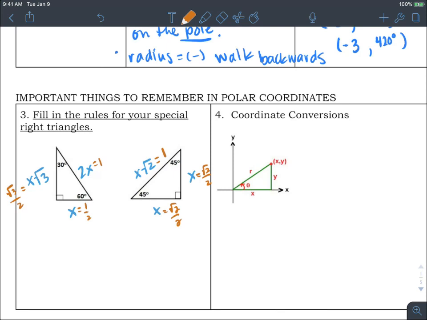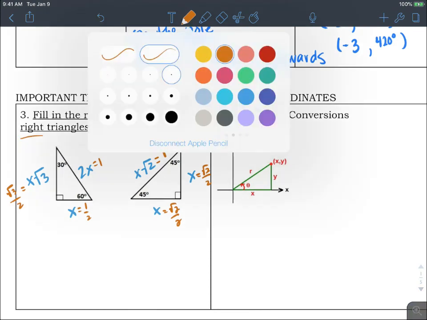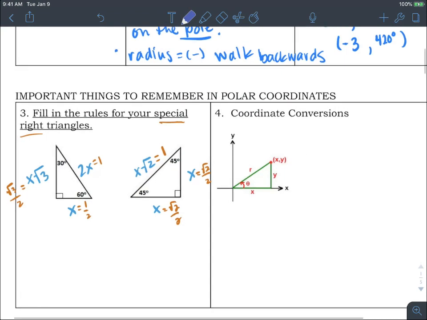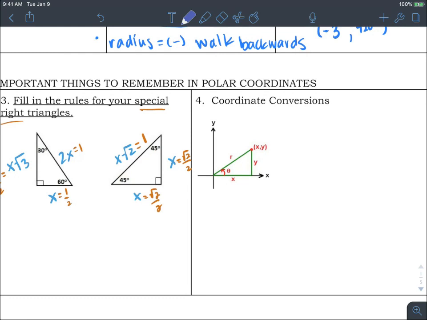All right, now we're going to do a bunch of conversions with polar coordinates. So polar coordinates to the xy plane and the xy plane to the r theta plane, or the polar plane. Just to remind you, these are our rules for special right triangles. And then let's get some of the really important conversion equations, which we all know already.